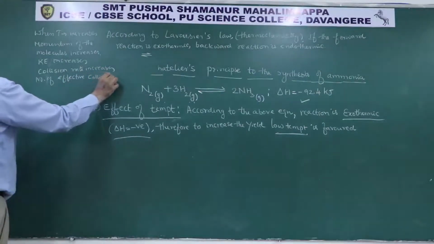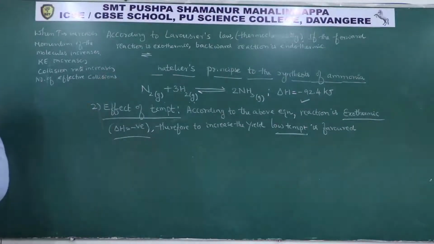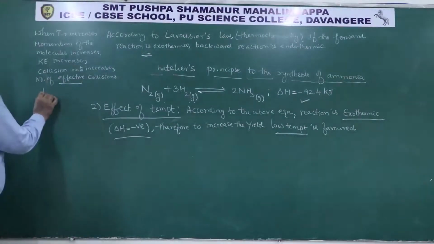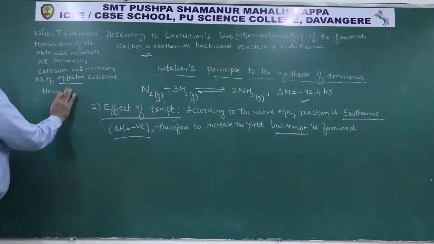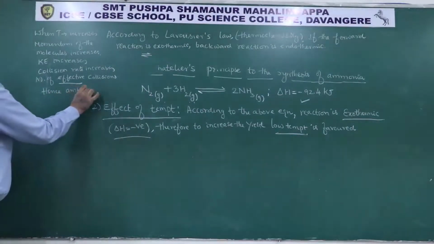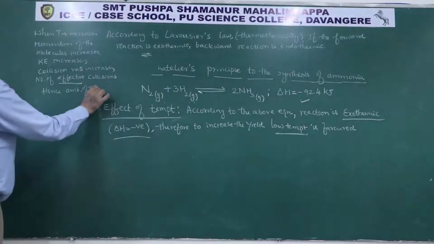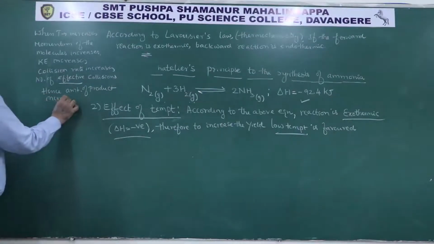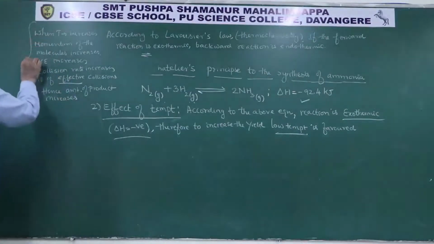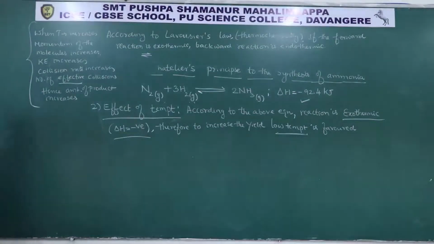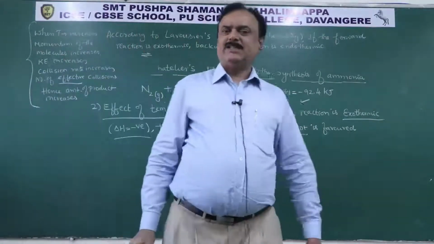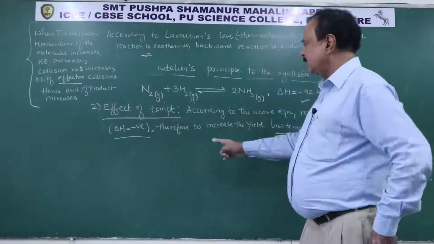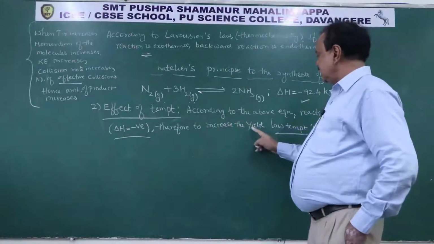All collisions will not be used in the formation of the product. Only a certain number of collisions are used in the formation of the product. Those types of collisions are called effective collisions. Hence, the amount of product increases. This is the temperature factor: how it affects the rate or velocity of the chemical reaction. Therefore, it actually increases the yield.